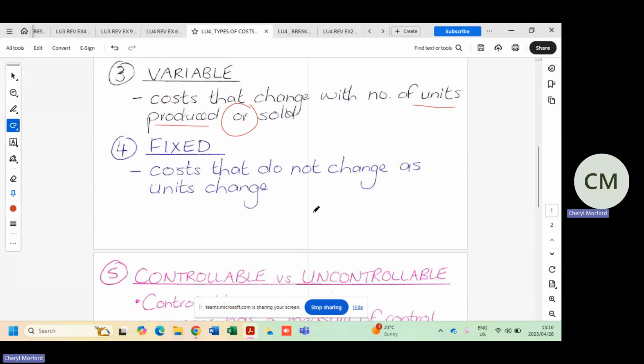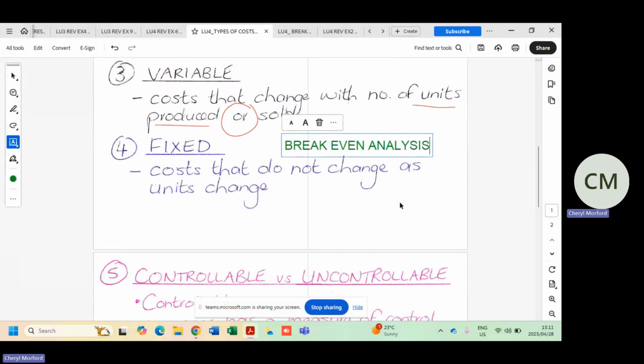It's very important that you can recognize whether a cost is fixed or variable, because once you've classified them like that, then you can continue and do a calculation which forms part of the other part of this unit, which is break-even analysis. Let's enlarge that for you. So you cannot begin a question on break-even until you have sorted your costs into fixed and variable.